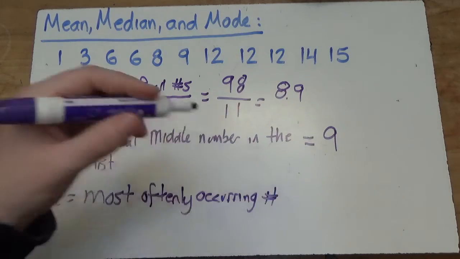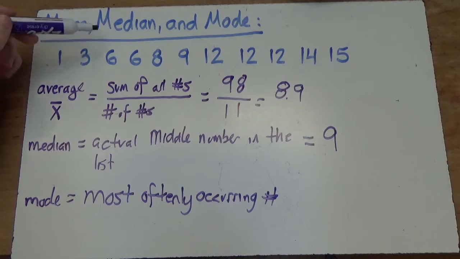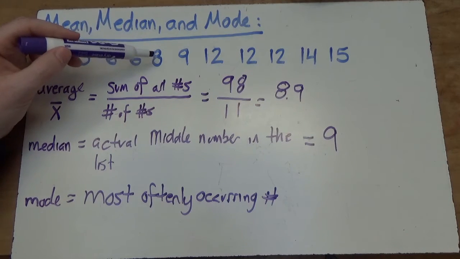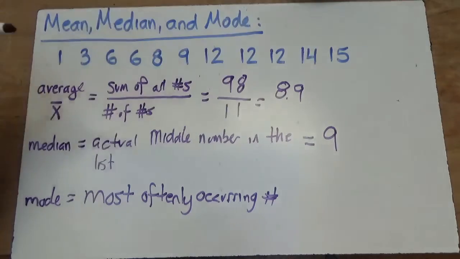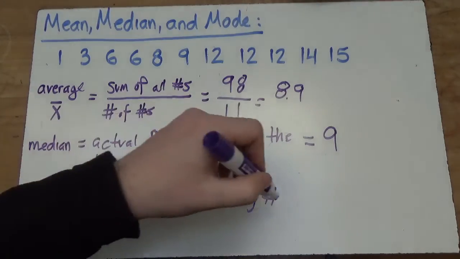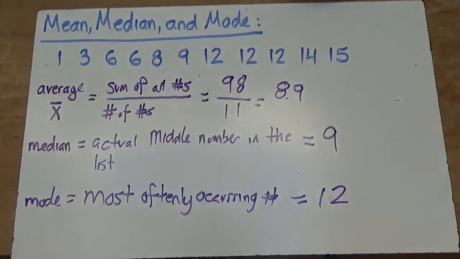So in this case, we've got to take a look. There's 1, 1, there's 1, 3, there's 2 6s, there's 1, 8, there's 1, 9, 3 12s, 1, 14, and 1, 15. So the most often occurring number in this data set is 12.